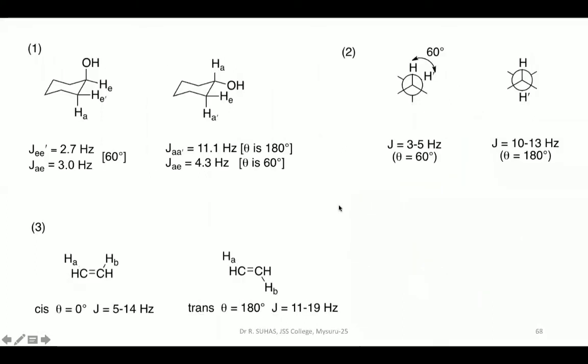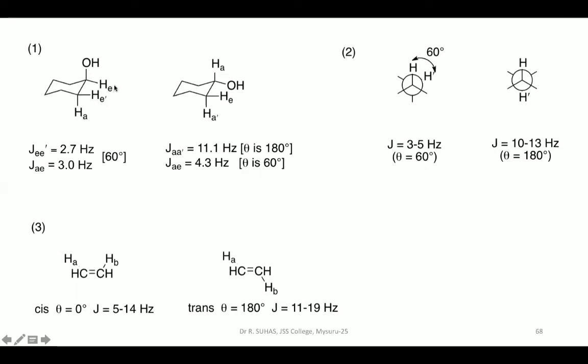To illustrate this best, we have taken different examples here. This is the chair form of cyclohexane, but OH is attached, so it is cyclohexanol. We know that cyclohexane has got two types of hydrogens. One is axial hydrogen, another one is equatorial. This is axial, this is equatorial. Here the alcoholic group is in the axial position, whereas hydrogen is in the equatorial. This is another CH2 represented as A and E dash.